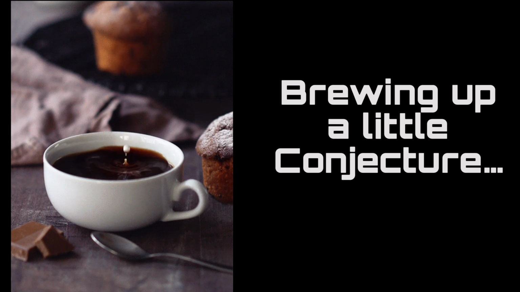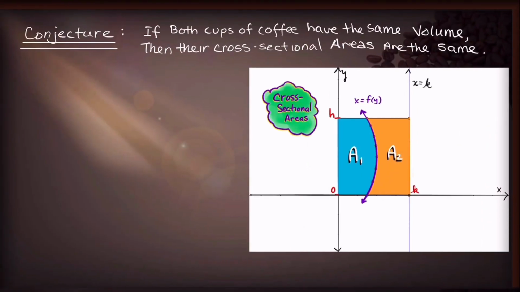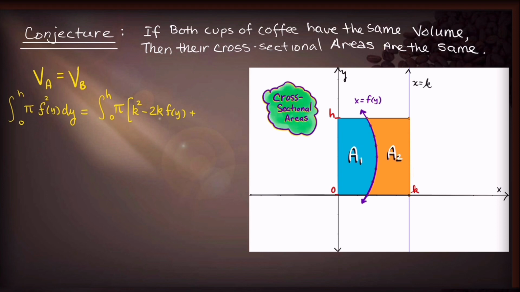Brewing up a little conjecture. Here's the conjecture. If both cups of coffee have the same volume, then their cross-sectional areas will be the same. So we start off with VA equal VB, and the integral for the volume on the left we substitute in, and the volume for the integral of cup B we substitute in as well. What we discovered was that when we make these two integrals equal to each other, k is equal to 2 times the first area divided by h.